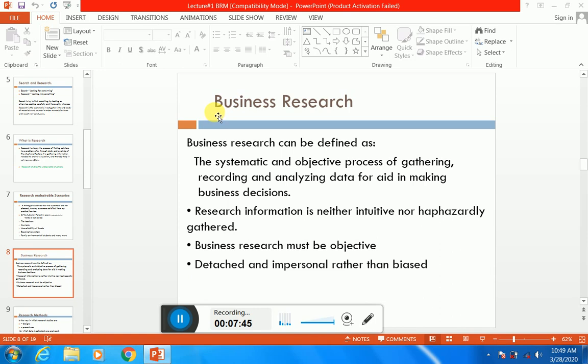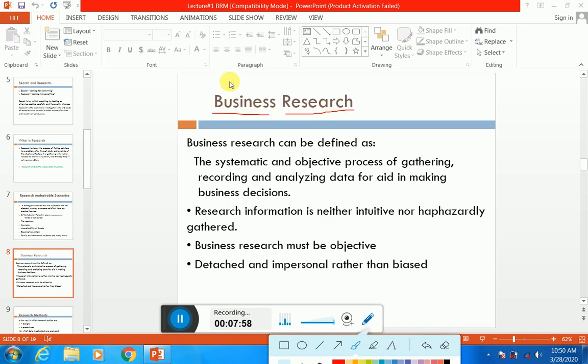Now we will move to the next slide, and here we want to study what business research is. If you notice, there is one term, business, and the next terminology, research. Business means simply the transactions within a business, the dealings within a business. When we do research regarding business, that is simply known as your business research.